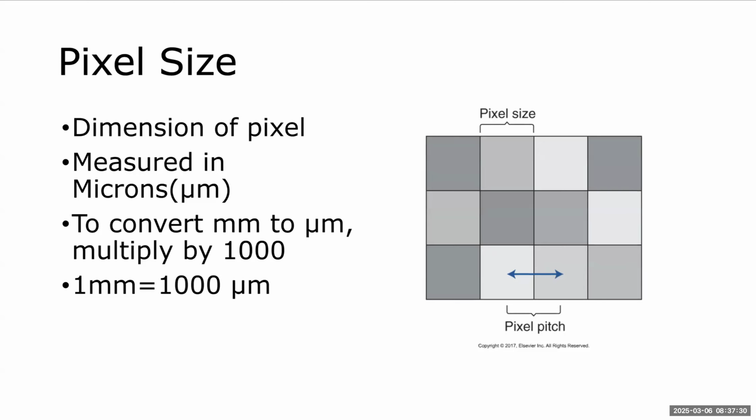It's the dimension of the pixel. It's generally measured in microns. So we're talking about very, very small elements in the digital image. You can convert millimeters to microns by multiplying by 1,000. It takes 1,000 microns to make 1 millimeter.